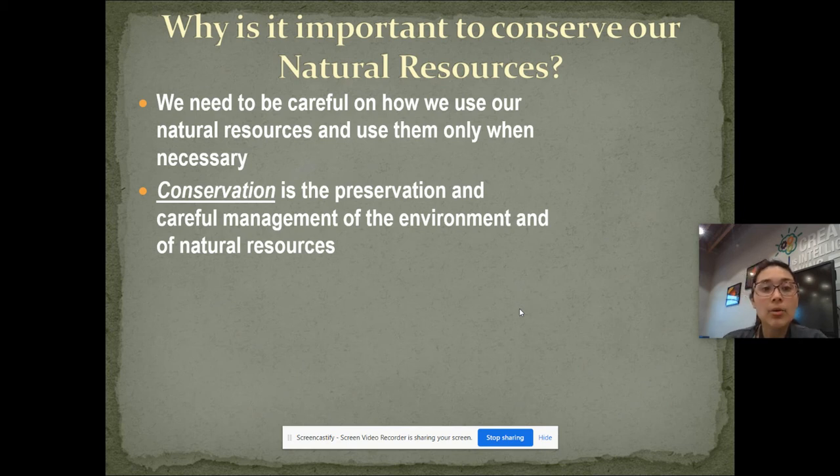Okay, so conservation is the preservation or management of the environment and natural resources. So conservation just means how can we conserve or save and use our energy wisely? Because again, we're running out of those things that we use on an everyday basis.